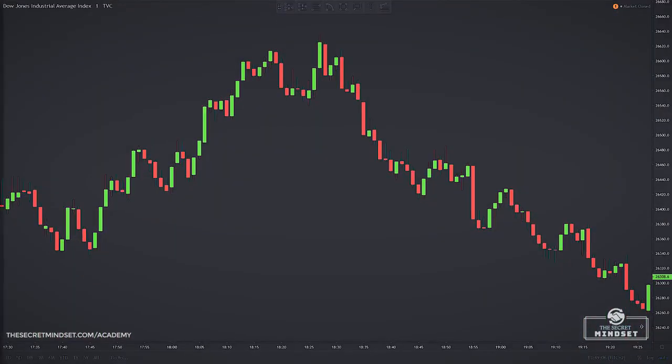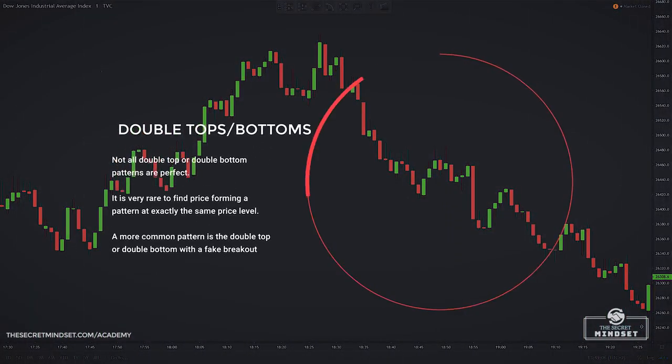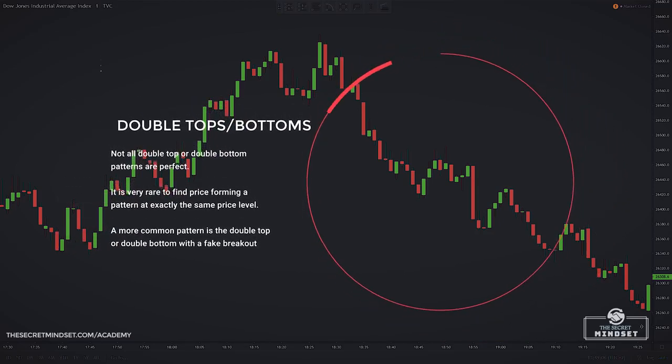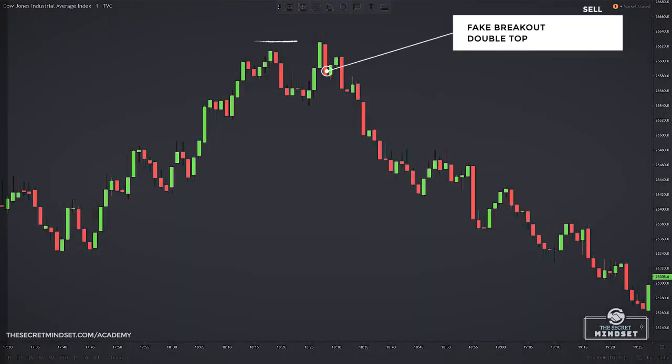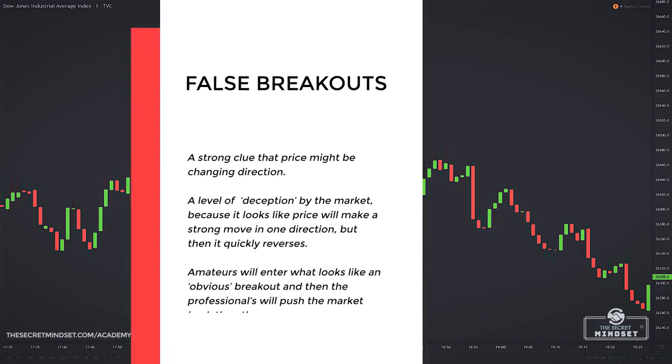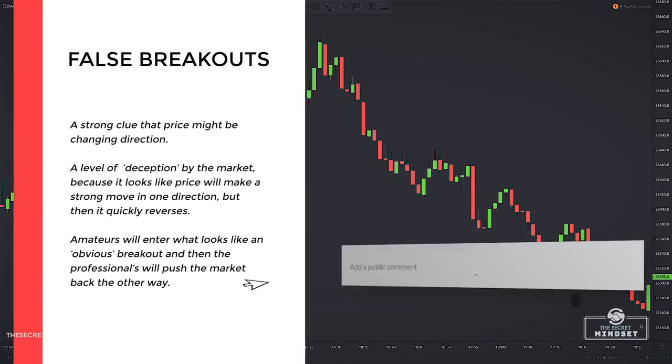Now here's an important point. Not all double top and double bottom patterns are perfect. It is very rare to find price forming a pattern at exactly the same price level. A more common pattern is the double top or double bottom with a fake breakout, especially on lower time frames. Fake breakout patterns are one of the most important price action trading patterns to learn, because a false breakout is often a very strong clue that price might be changing direction or that a trend might be resuming soon.